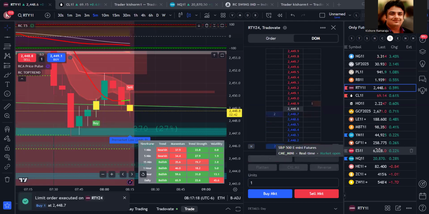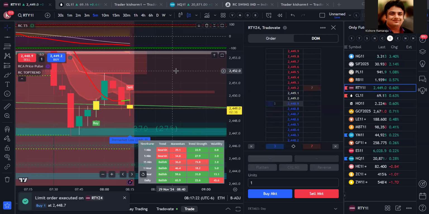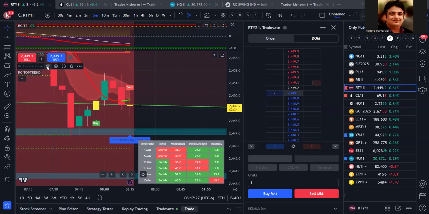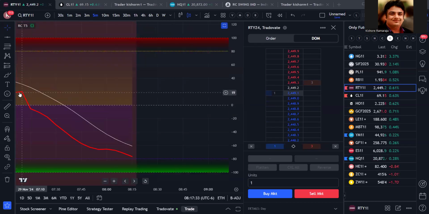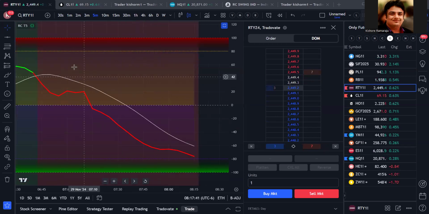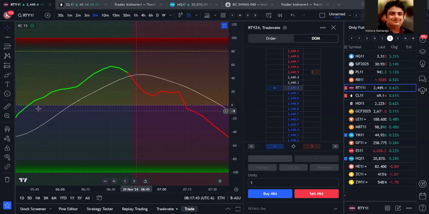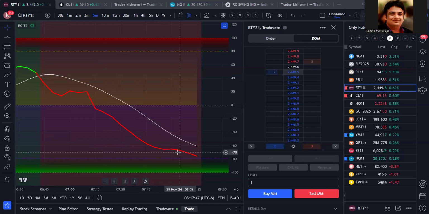Order filled. Again, the reason to take it. Out of 10 points, let us say, this one is red. It is trying to come to the bottom. So sellers are dominating here. If you see a green, that means buyers are dominating. If you see a red line, sellers are dominating.